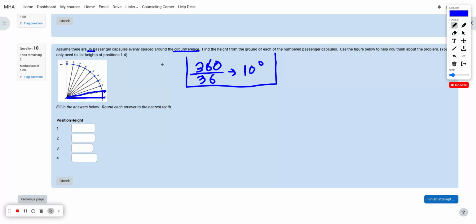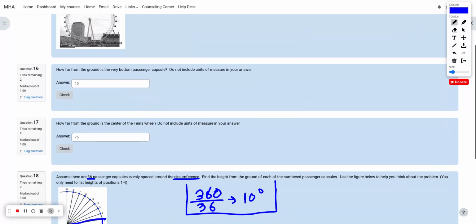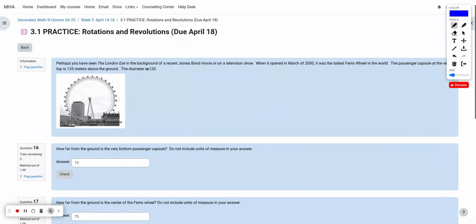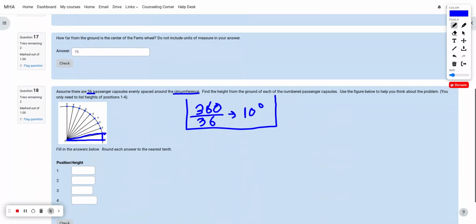So, we found up here that the radius of this Ferris wheel is 60 feet. So no matter what you're doing, each of these spokes is going to be 60 feet. Now for the first one, this is 10 degrees. Put 10 there.